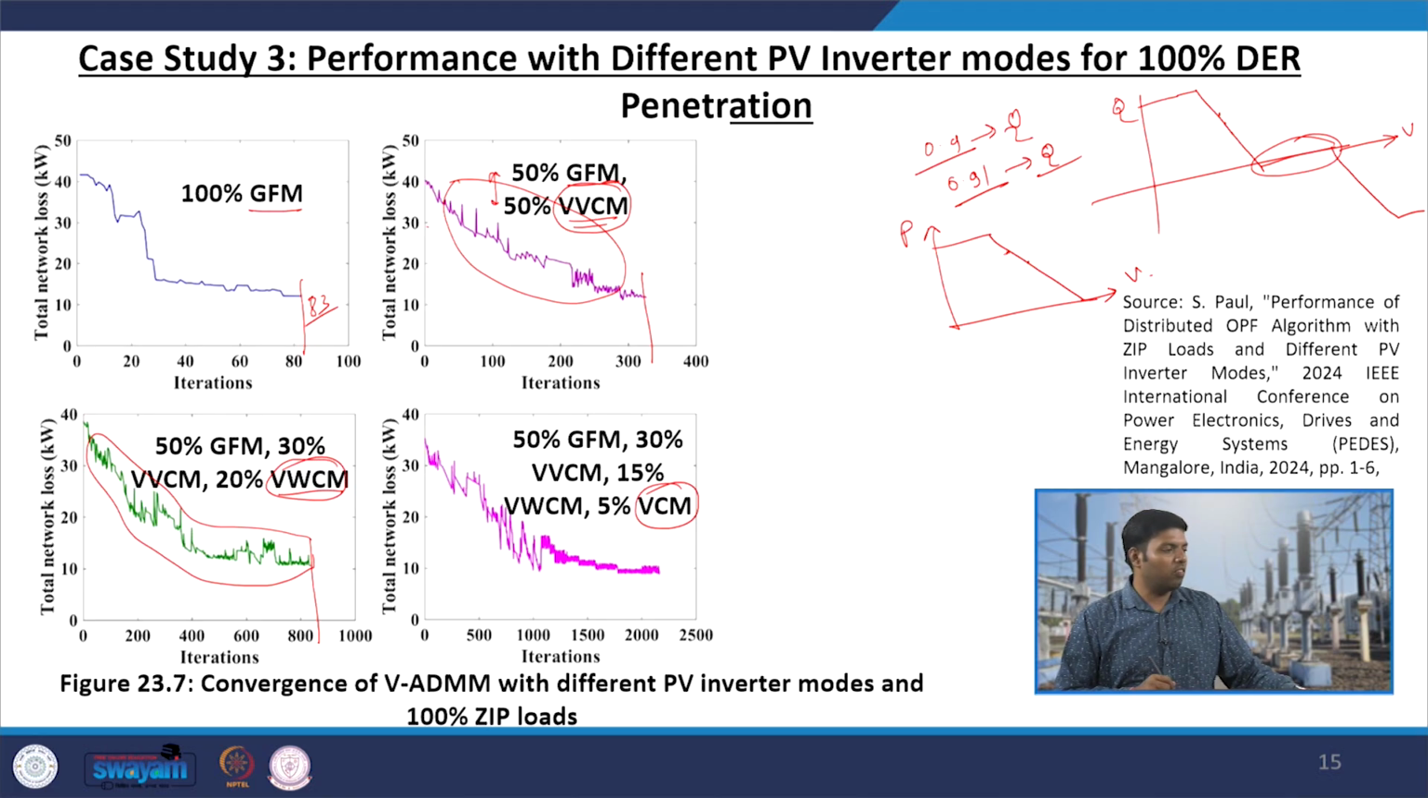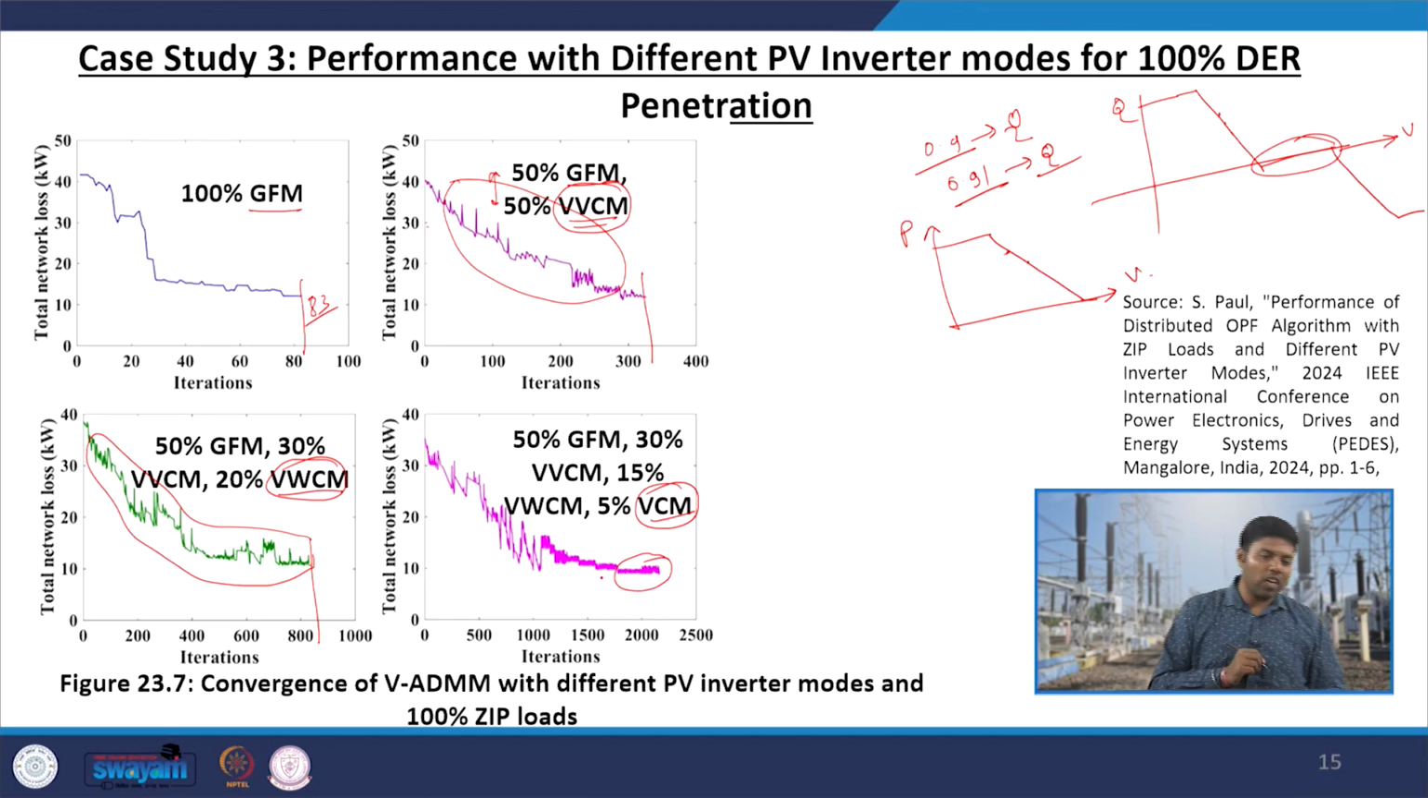This is worse, and you will even get fluctuation at convergence time if you add voltage control mode. Why? Because in the voltage control mode, what I have seen is that to maintain that voltage, it is dispatching its P and Q.